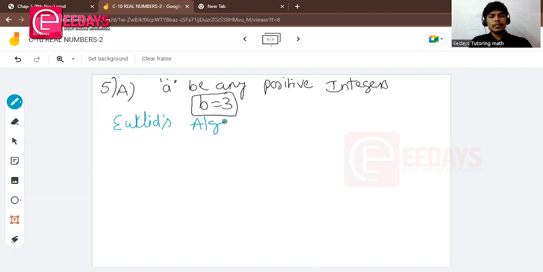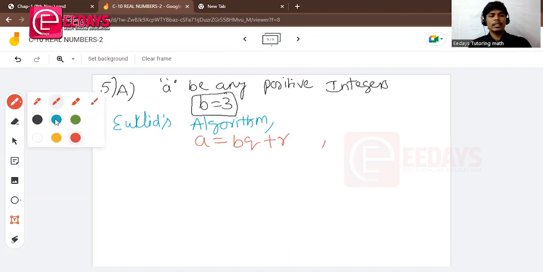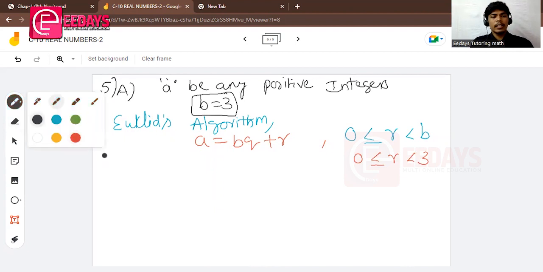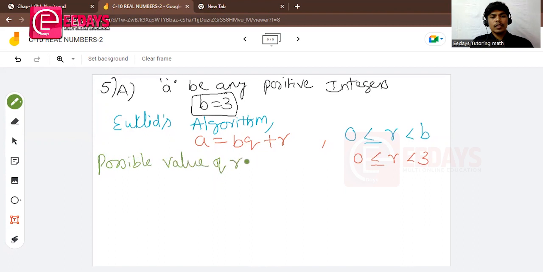If you apply it, you'll get a is equal to bq plus r. Write the condition here: 0 less than or equal to r less than b. Here we have taken b as 3, so r is between 0 and 3. Now the possible values of r: what numbers are there? 0, 1, 2. These things we already did in the previous one.